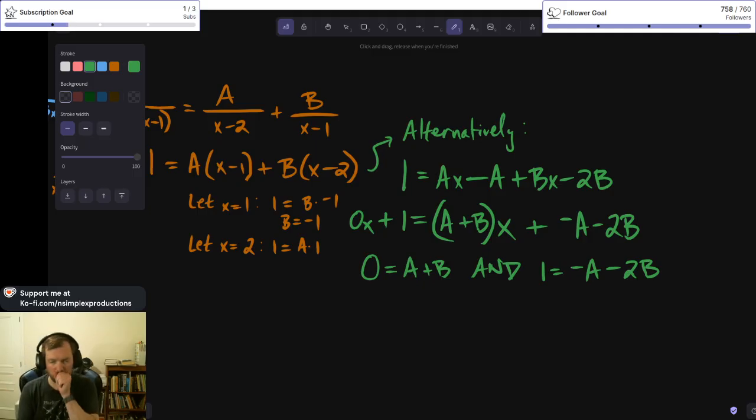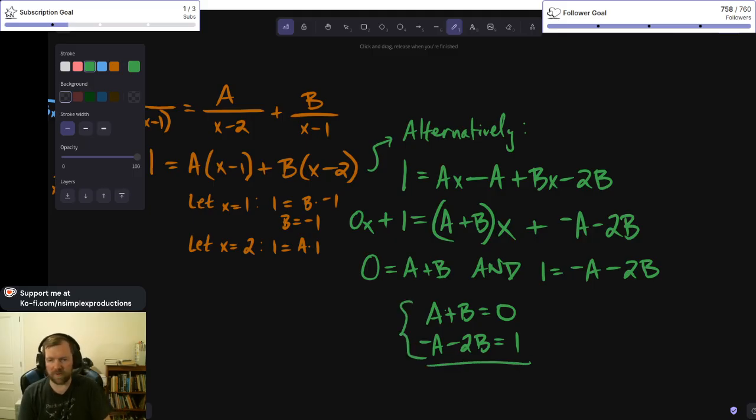Although if there isn't an a and a b that actually work, I believe this version ends up collapsing into nonsense. Okay, so if we got a plus b is equal to 0 and negative a minus 2b is equal to 1, then we could do this as a system of equations, add straight down, we get 0 minus b is equal to 1, so therefore again b is equal to negative 1.